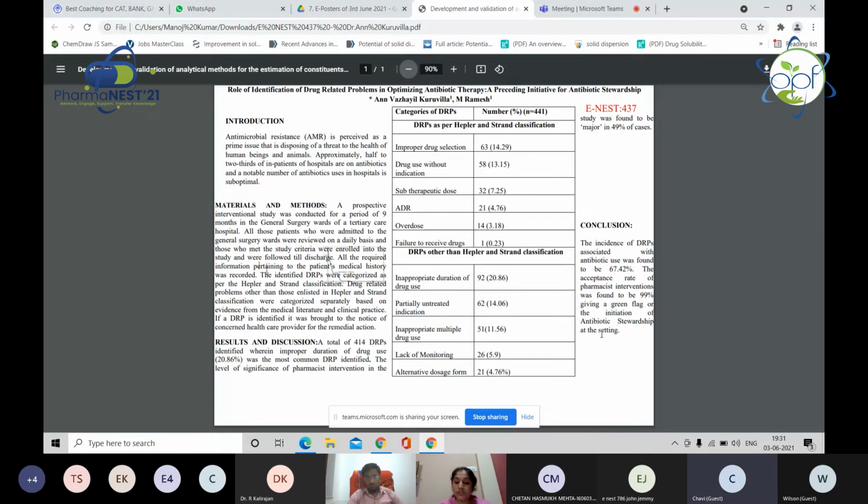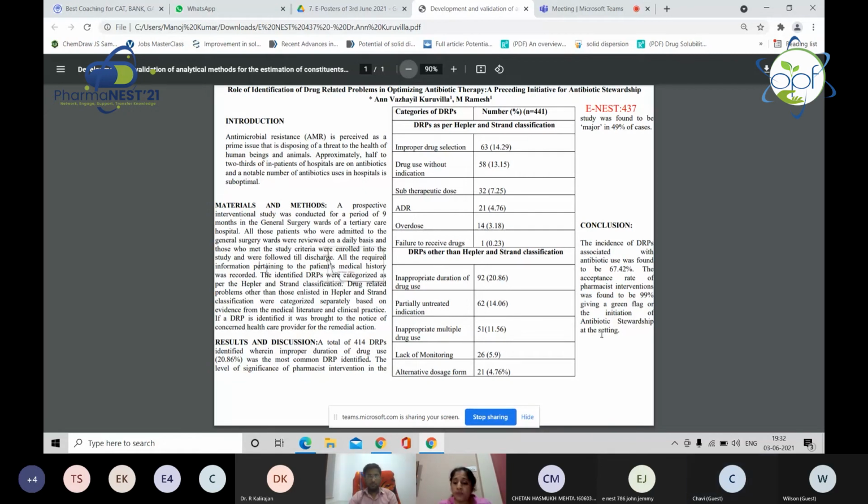For category of use, we mostly emphasize prophylaxis, empirical therapy, and definitive therapy. We classified the drug-related problems that we found in the files according to the Hepler-Strand classification. We found a few drug-related problems that were outside the Hepler-Strand classification, and we tried to enlist them based on separate criteria, based on evidence from medical literature and clinical practice, which you can see in the table, which I will explain later.